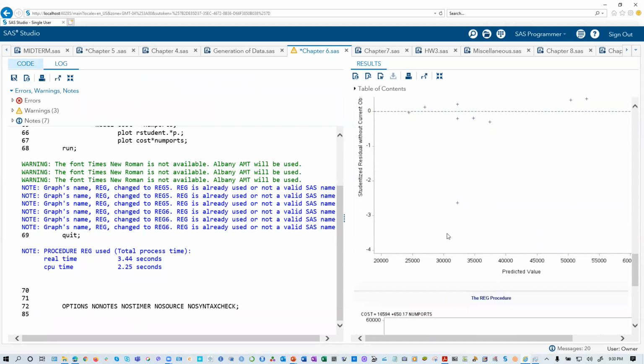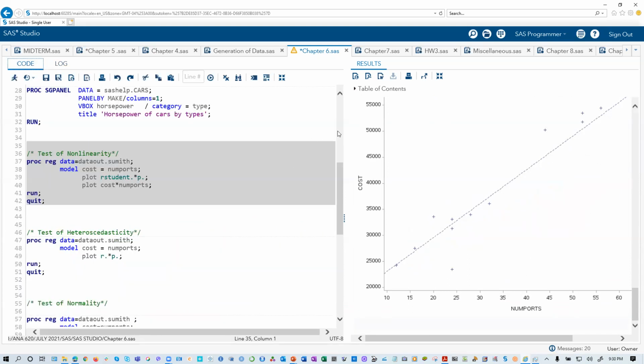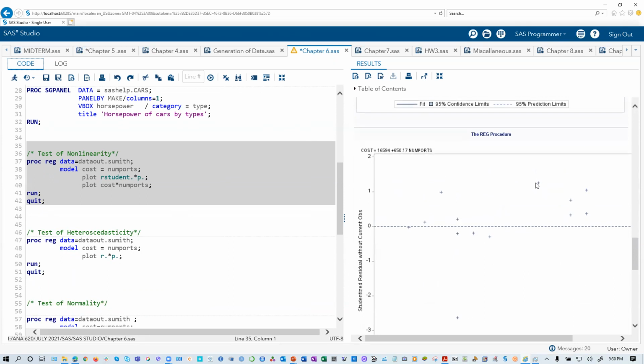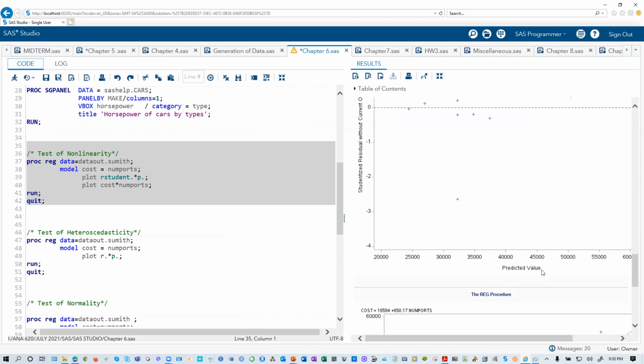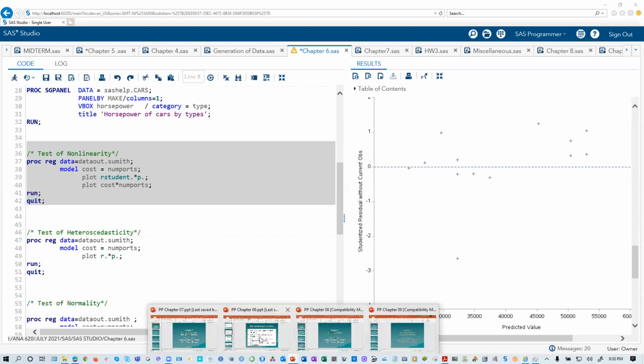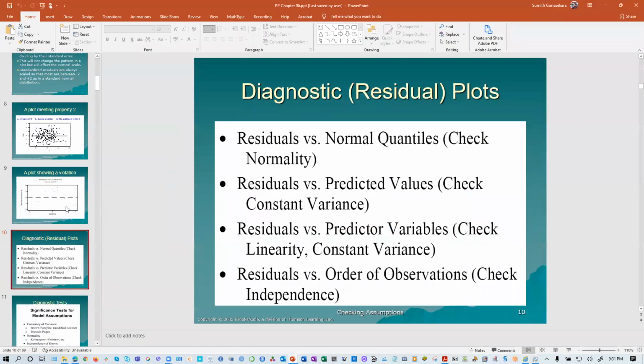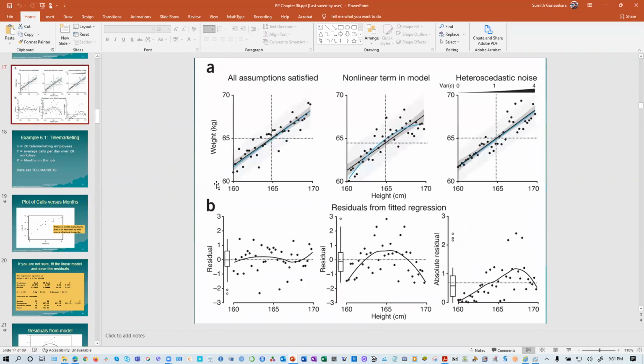I'm talking about this code, the second one. This one versus predicted value. See, they were distributed like this, so they will satisfy the condition. We can check that with the predicted value graph. Can you remember here? Residual versus predicted value graph. We had this one here, residual versus predictor value.